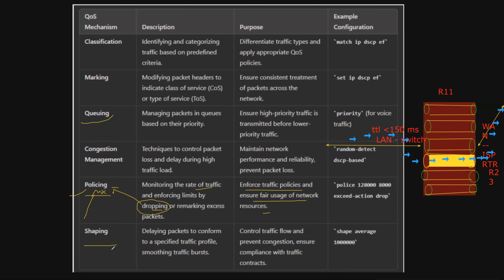But in case of shaping, if you are reaching the threshold, you still have some buffer. Again, you can reach somewhere, but after that it will start dropping the traffic. But it has some sort of buffer in between. So you can see that delaying the packets to conform to a specified traffic profile is smoothing traffic bursts. You can do some bursting here. Suppose you have a limit of 100 Mbps, you can't use 200 Mbps, but you can use 105 Mbps for a certain specific time period, because you are doing shaping and you have a small buffer, right? So that's the QoS we have: classification, marking, queuing, congestion management, policing, and shaping.